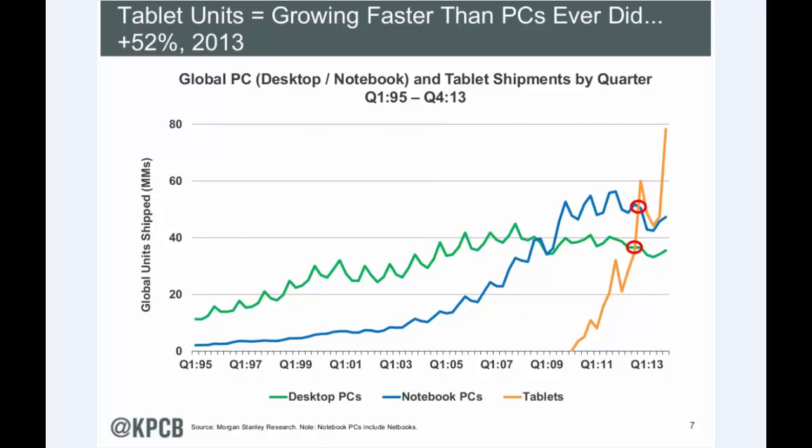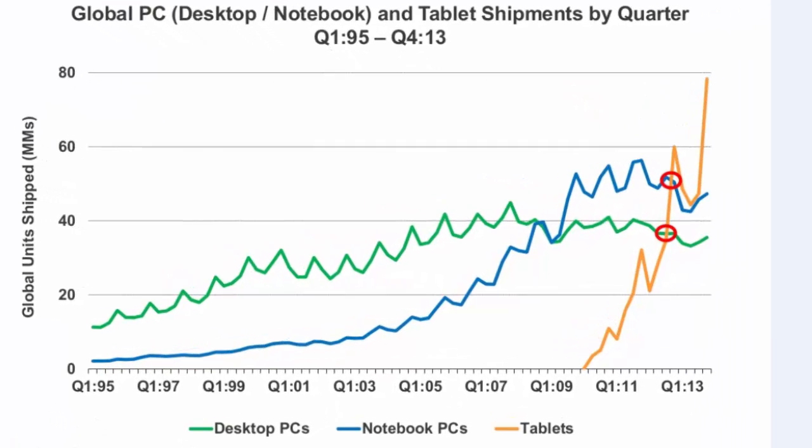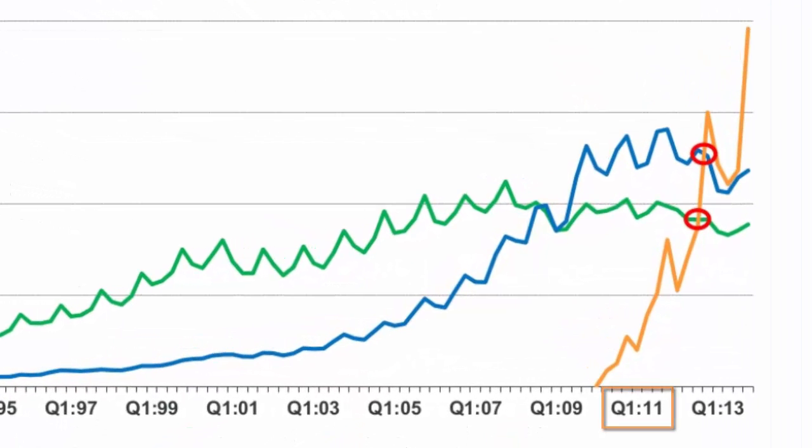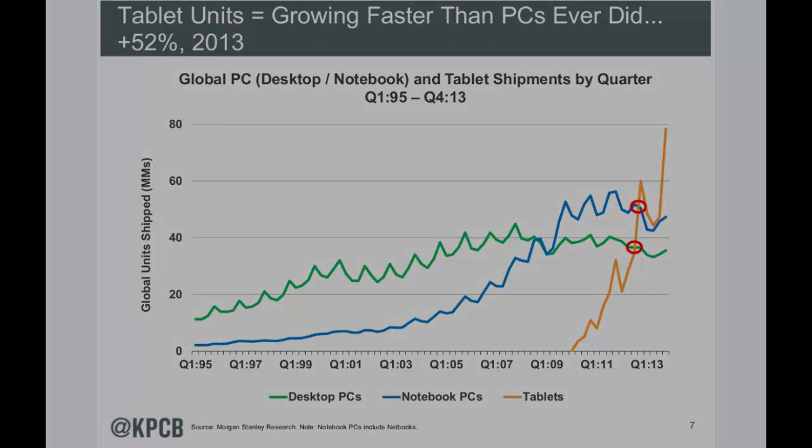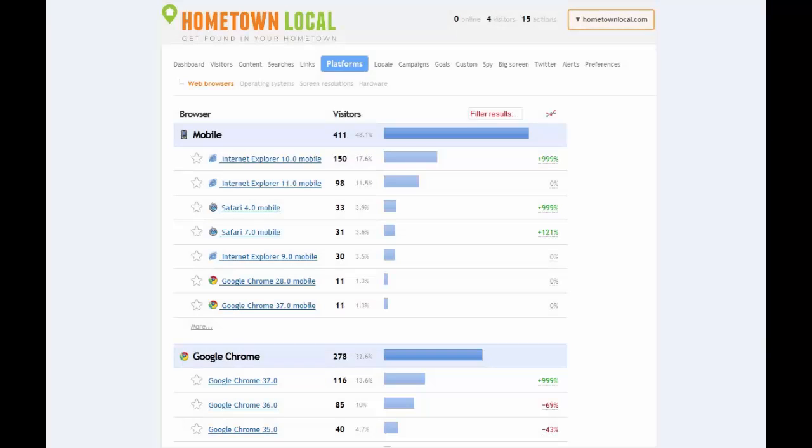What you see happening is real and backed up by these statistics from Morgan Stanley research. Tablet unit sales are growing much faster than PCs ever did, and they are growing at a 52% rate in 2013. Look at that spike from the first quarter in 2011 to the first quarter of 2013. That is one big spike. These are the most current numbers, but my guess is that this trend is continuing or even rising greater in 2014.